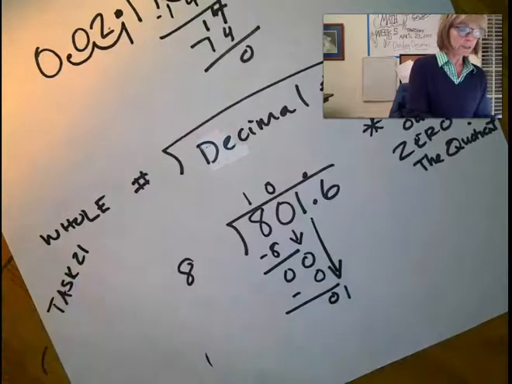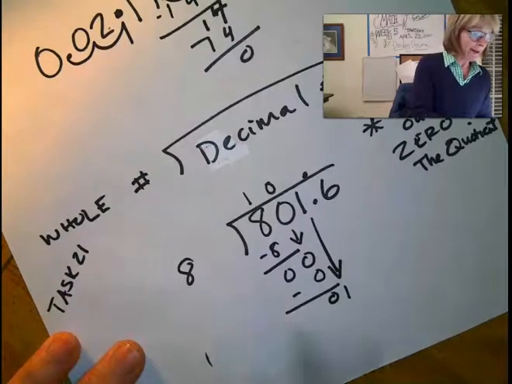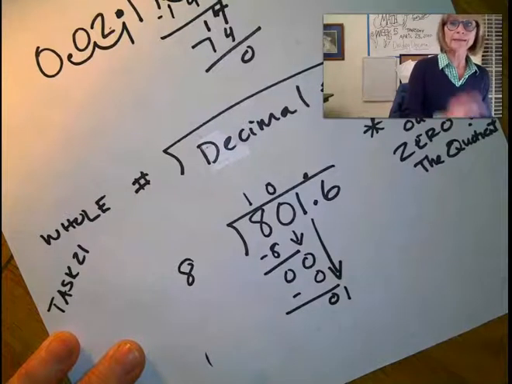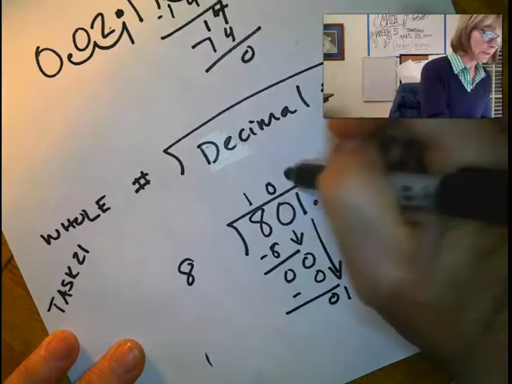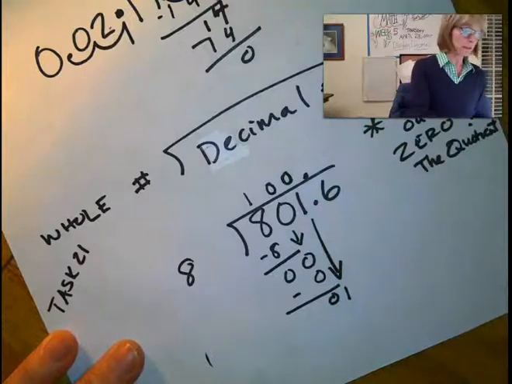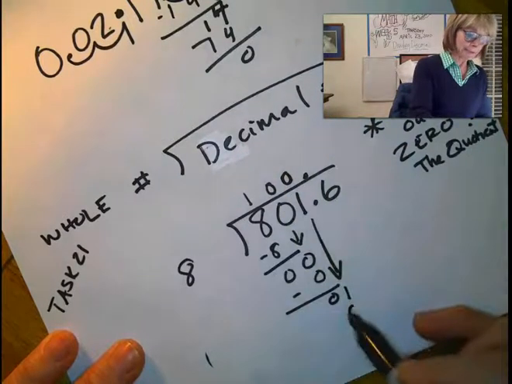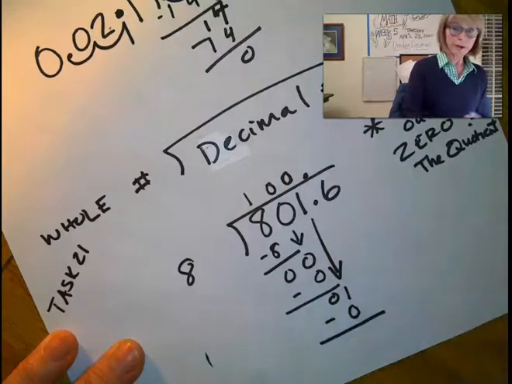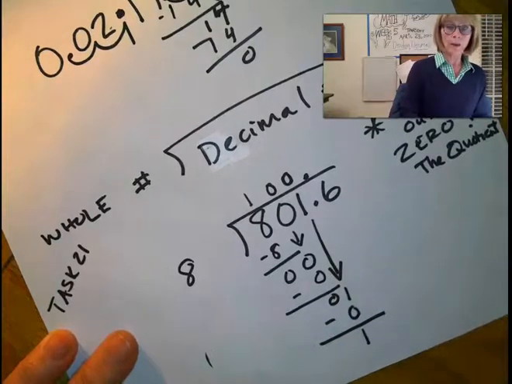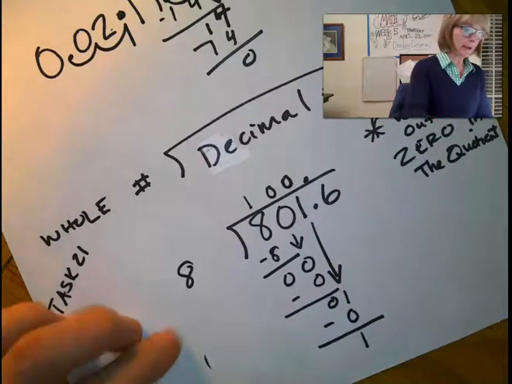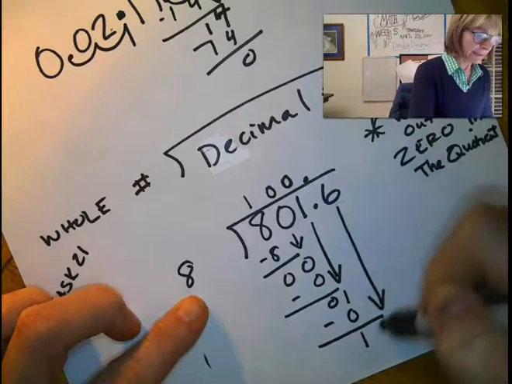So now I still have a similar situation. 8 goes into 1 0 times. So put a 0 again in my quotient. 0 times 8 is 0. I'm going to subtract that and I have a 1. Now I still have one more digit to carry down. I'm going to bring it down and that's going to be 6.